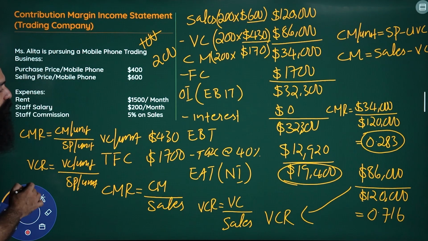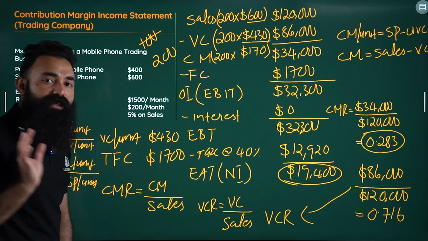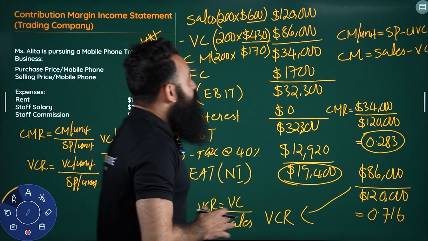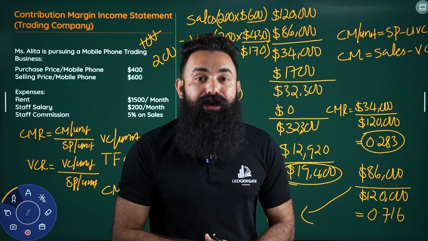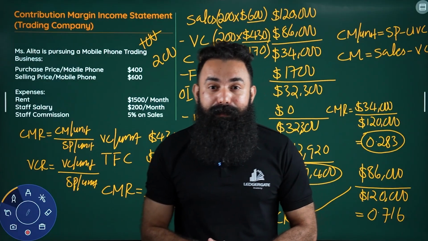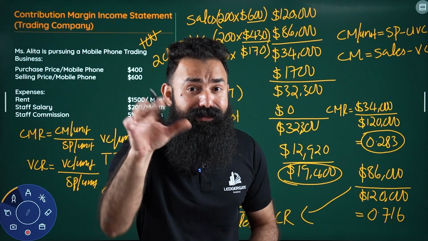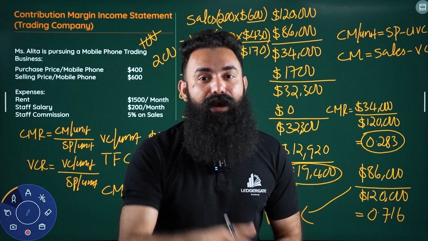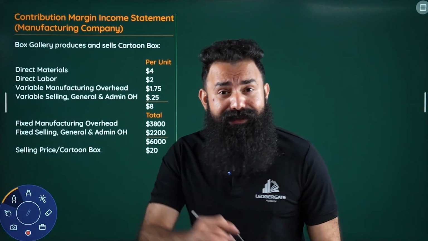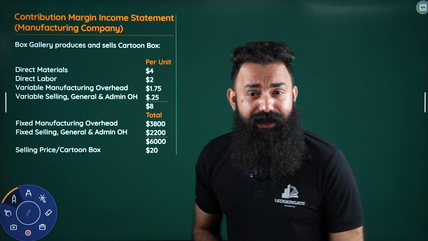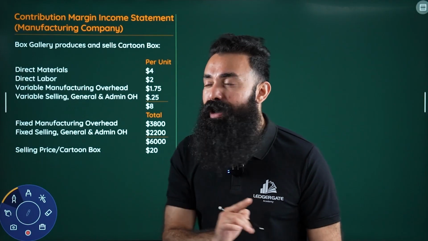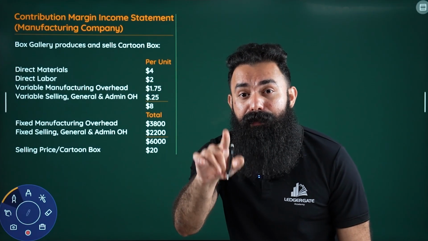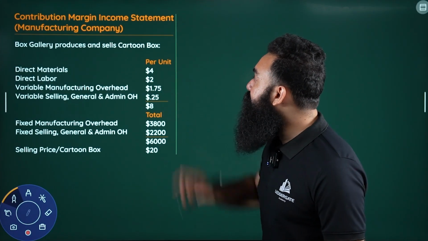In both ways, if you are calculating, the result would be the same. This is how we are preparing a contribution margin income statement and deriving the formulas out of it with respect to the trading company. Just before, we discussed the preparation of the contribution margin income statement of a trading company. Now it's time to learn the preparation of the contribution margin income statement of a manufacturing company.